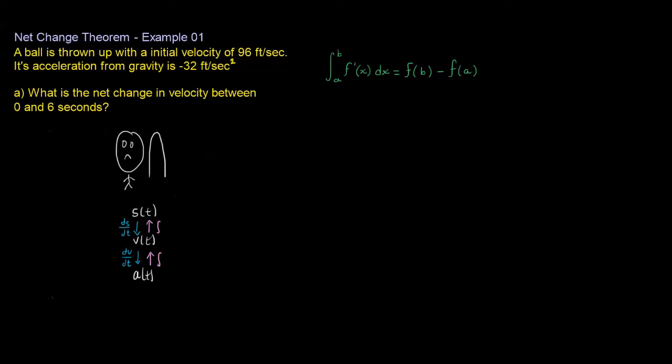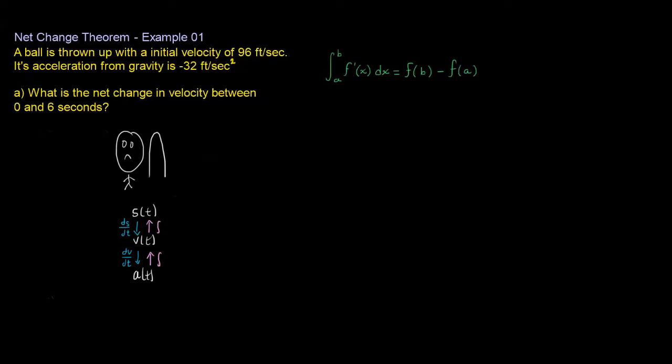Here it says a ball is thrown up with an initial velocity of 96 feet per second. Here I have the diagram of the situation. Its acceleration from gravity is negative 32 feet per second squared. So the question here is, what is the net change in velocity between 0 and 6 seconds?